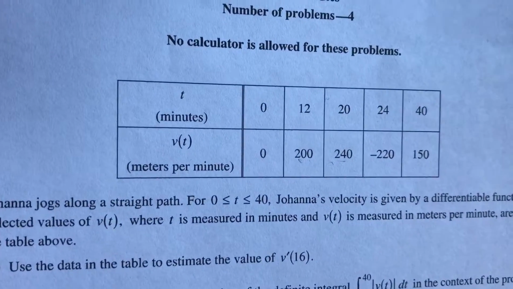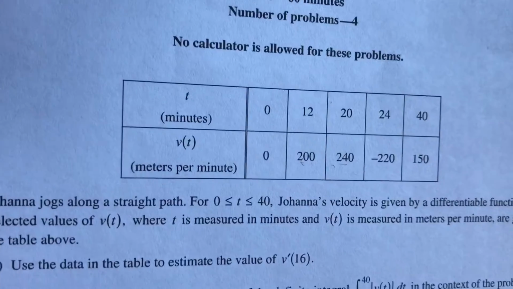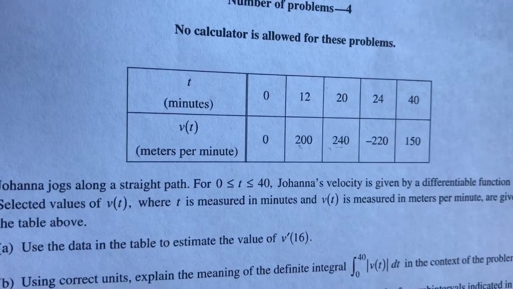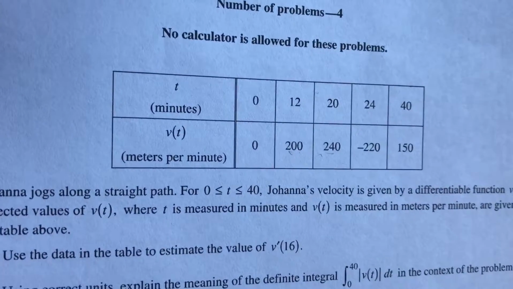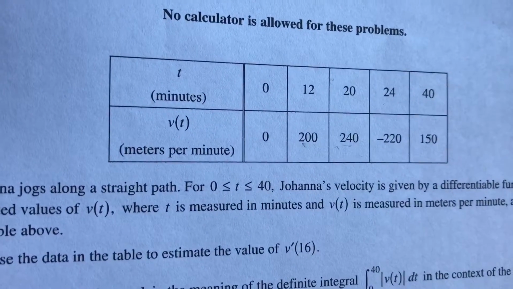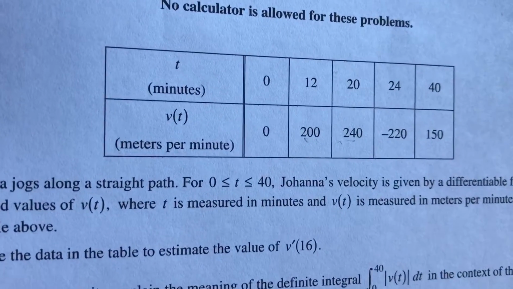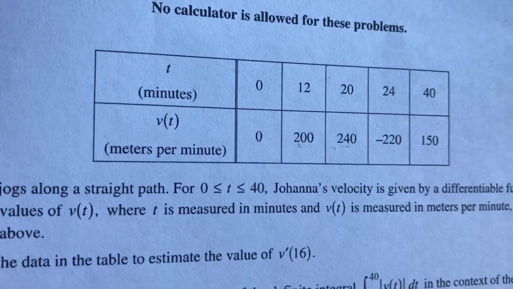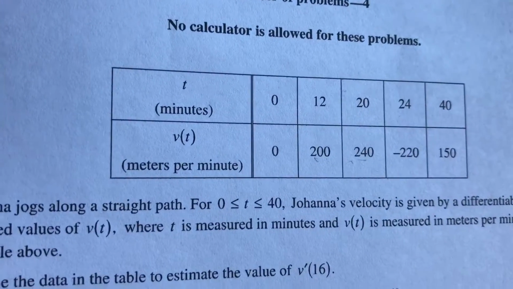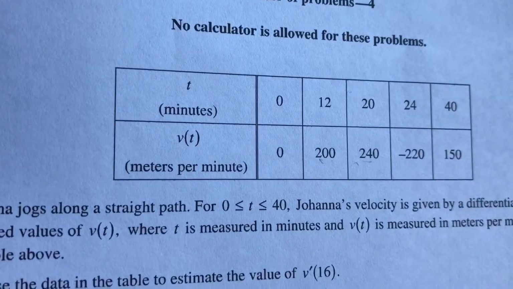Okay, so if we take a look at our graph, our t is represented in minutes and v(t) is represented in meters per minute, or her velocity. At time 0, her velocity is 0. At time 12, her velocity is 200. At time 20, her velocity is 240. At minute 24, her velocity is negative 220. And at minute 40, her velocity is 150.